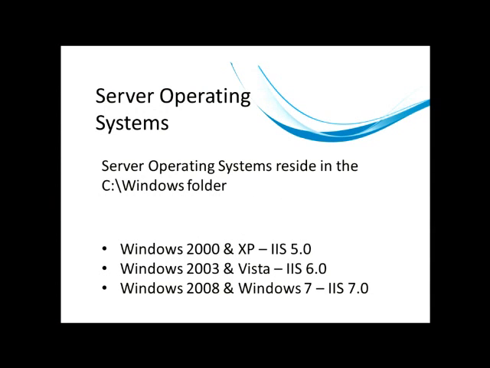Now we're going to start with the most basic type of server, the server operating system. The server operating systems reside in your Windows folder on your hard drive. And there's three groups that we'll consider. We're grouping them by what is the default install for IIS, what ASP.NET web server is related to these underlying operating systems for the default install. Windows 2000 and XP start with IIS 5 as their default install. Windows 2003 and Vista start with IIS 6, and Windows 2008 and Windows 7 start with IIS 7 as the default install.